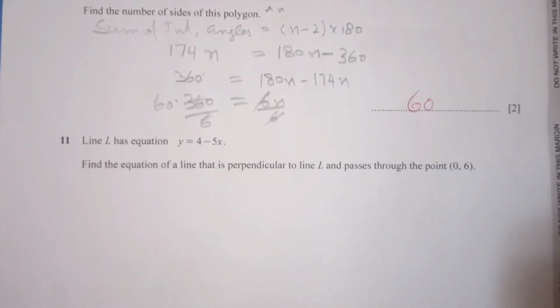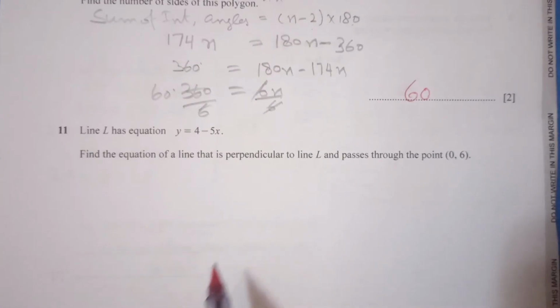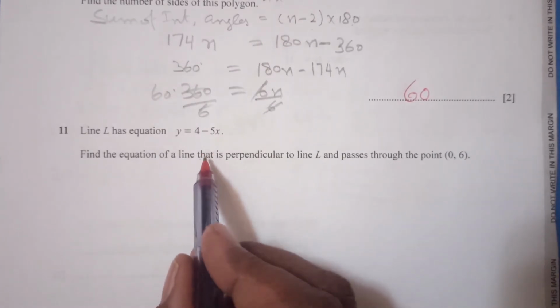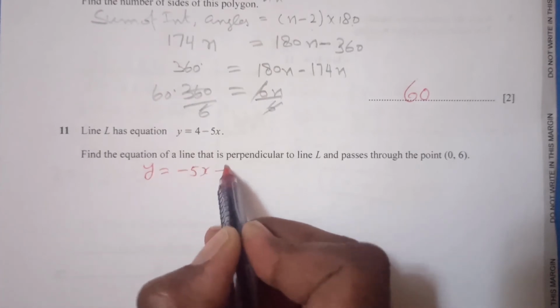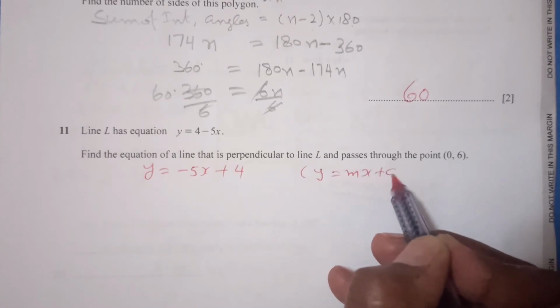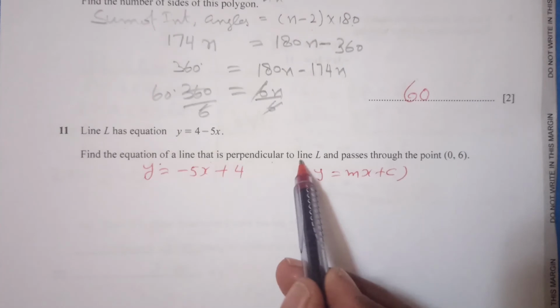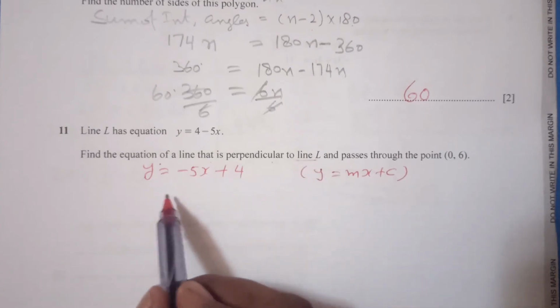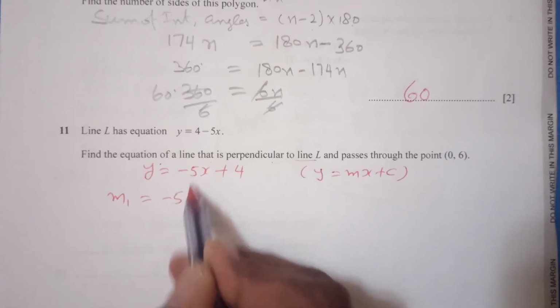Now number 11. A line L has equation. We are given the equation of the line. This can also be written as y equals 5x plus 4, in the form of y equals mx plus c, right? So find the equation of the line that is perpendicular to this line. So what's the gradient for this line? m1 is 5 in this case.